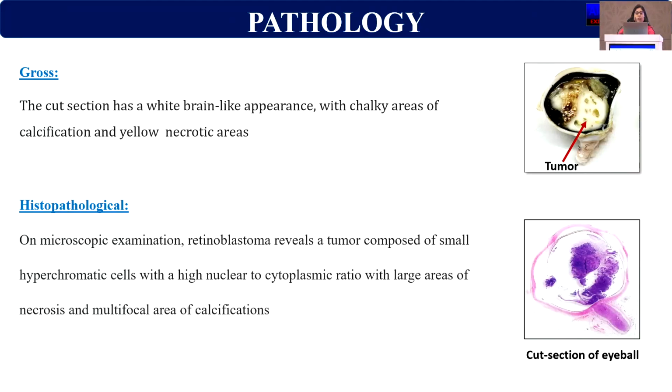Next, coming to the pathology of retinoblastoma, this picture shows the gross sections of a retinoblastoma enucleated eye, in which the tumor has a brain-like appearance with chalky areas of calcification and yellow necrotic areas. On microscopic examination, retinoblastoma reveals a tumor composed of small hyperchromatic cells with a high nuclear to cytoplasmic ratio.